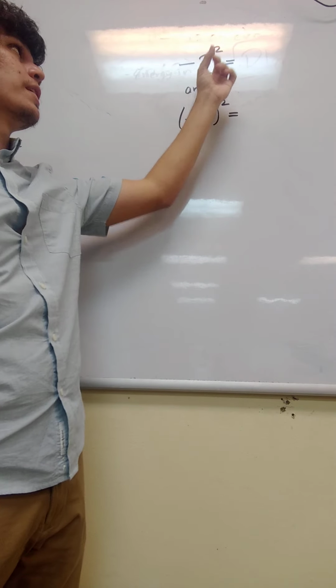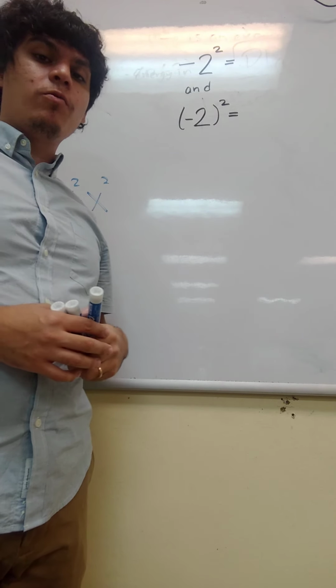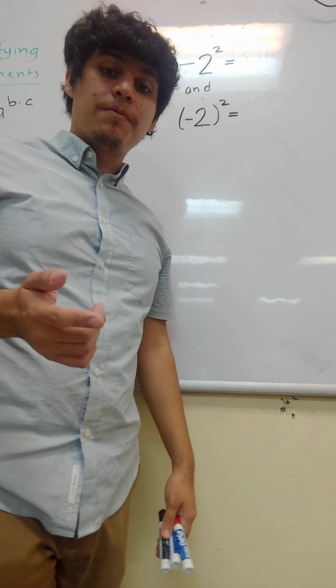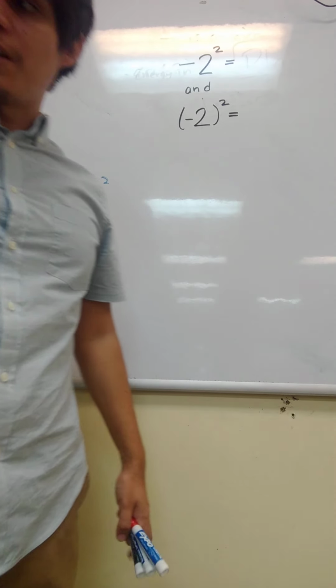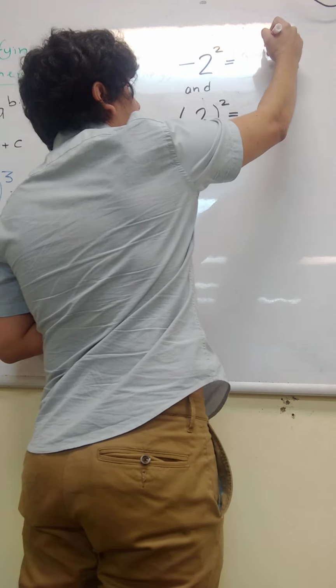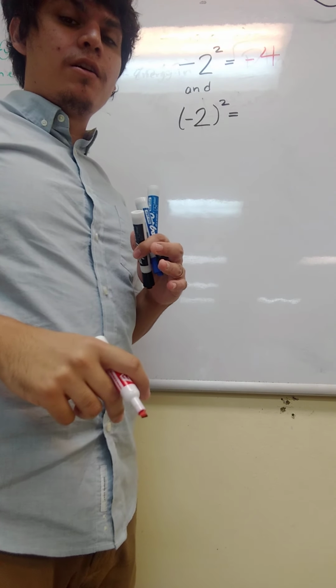So take a look at this one, -2 squared. Now, the squared is squaring what? That's right, the 2. But is it squaring the negative? And the answer to that is no, Mr. Mian. It is not squaring a negative. So then what you do is you say, well, 2 squared is 4, right? All done. And then don't forget about the negative. So the answer is -4.